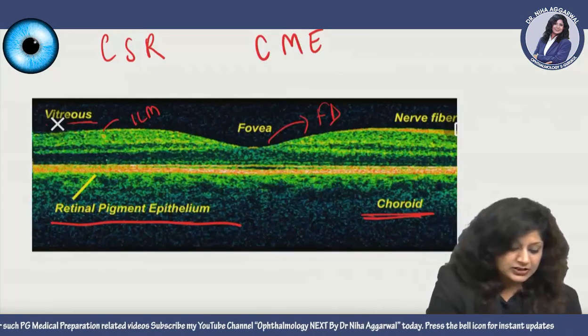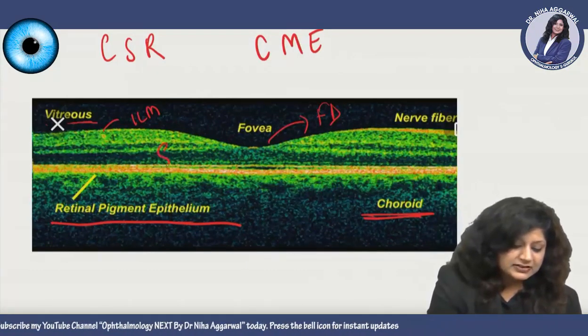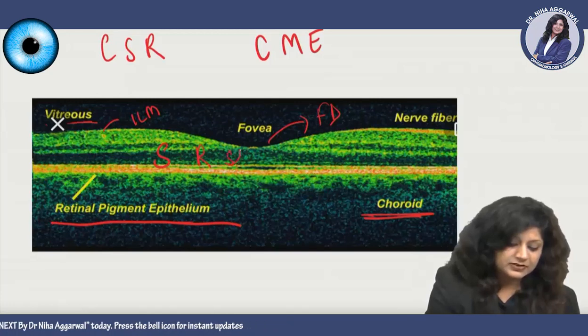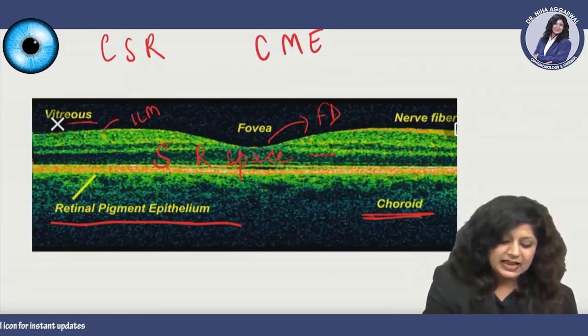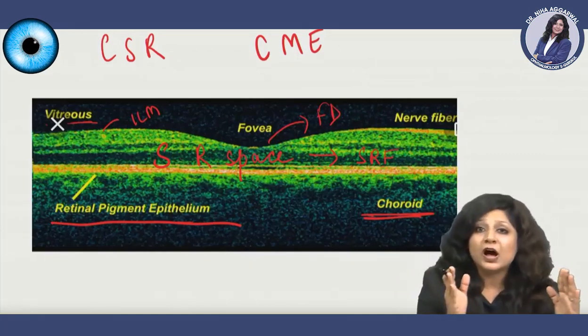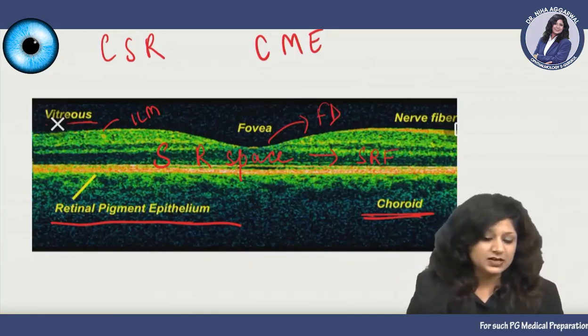Right. Now can you see this black area? This is the subretinal space. Subretinal space having the subretinal fluid. So now we know how to read this OCT.